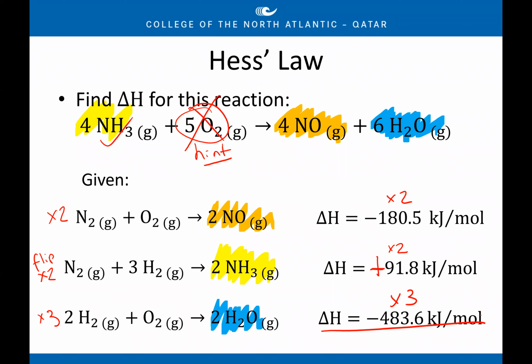So let me just do that again. I didn't trust my phone. I should have trusted my phone. Plus 91.8. Yeah, I got the same answer twice. So when I do this calculation, my delta H, I get negative 1628.2 kilojoules per mole.